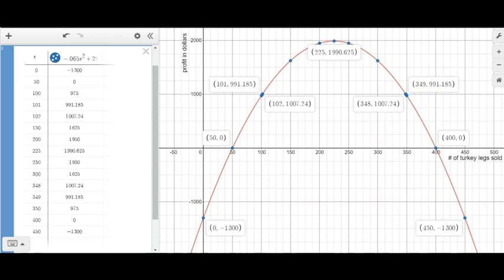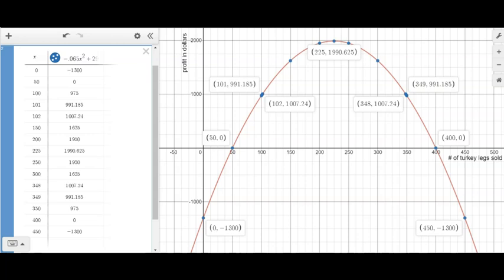One of the questions in your task asks you, if the booth wants to make a profit of $1,000, approximately how many legs would they need to sell? And so I added a couple of additional x-values in the table here. We can see in the table, if we sell 101 legs, we would make just under $1,000.